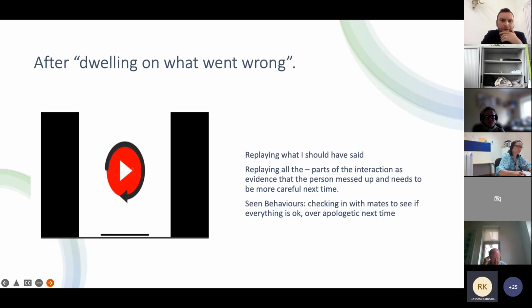And then we'll go back on the last bit, which is the dwelling bit. Okay.